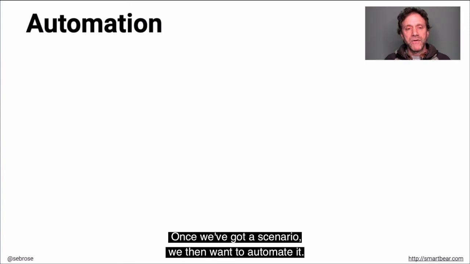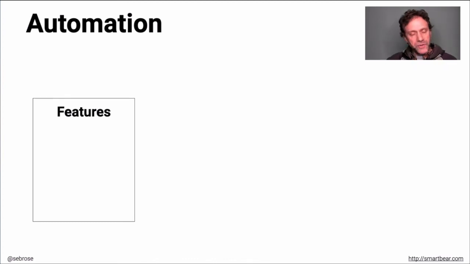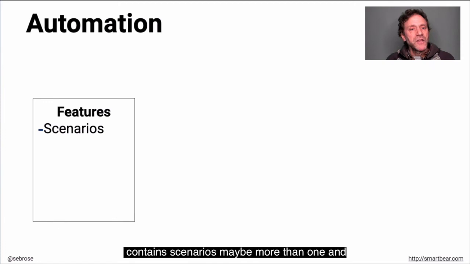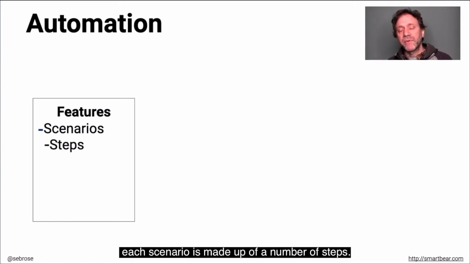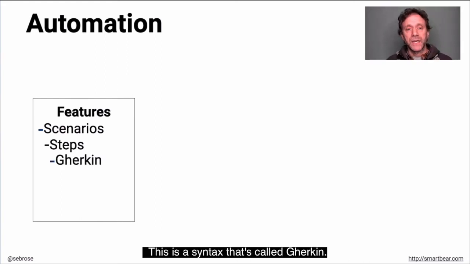Once we've got our scenario, we then want to automate it. So the feature file that we just looked at, the given-when-then file with the scenario and the rule text in it, contains scenarios, maybe more than one, and each scenario is made up of a number of steps. And these steps are introduced with the keywords that we just saw: given, when, then. This is a syntax that's called Gherkin.